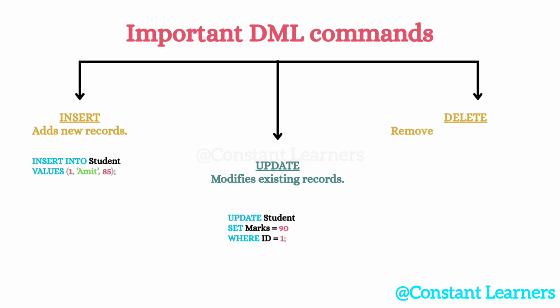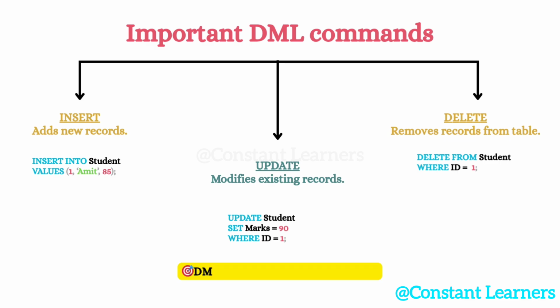Third is delete. It removes records from the table. So it is not deleting the entire table. It is just deleting some portion of data from the table. Right? Important point to note here is DML commands can be rolled back. That means the changes can be undone.